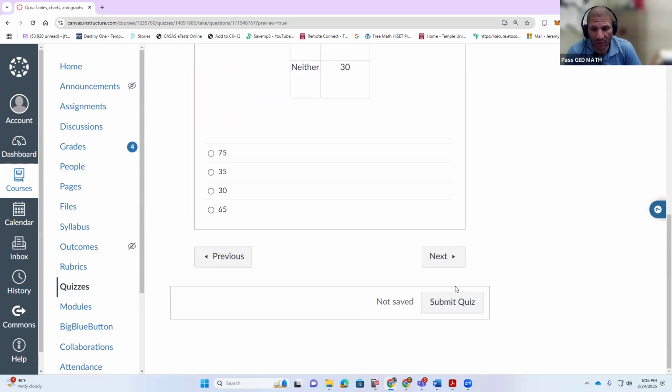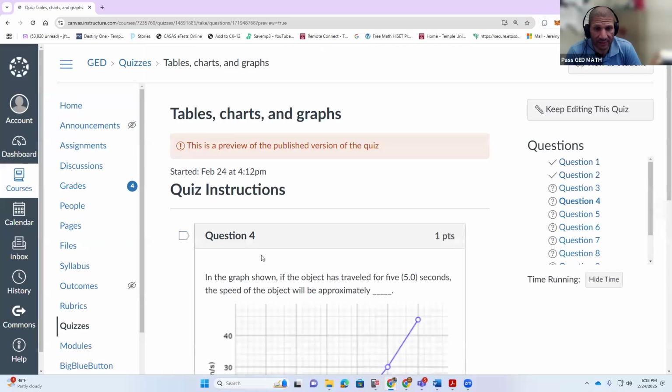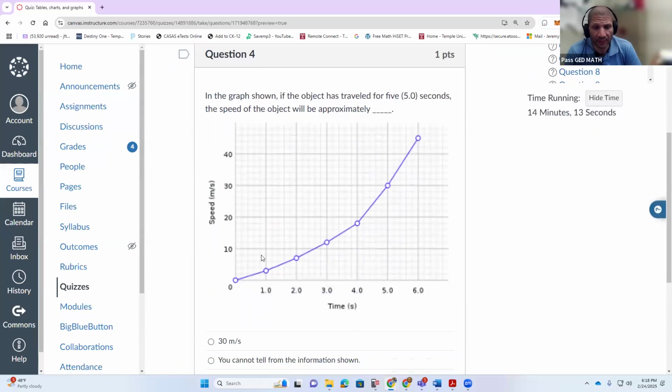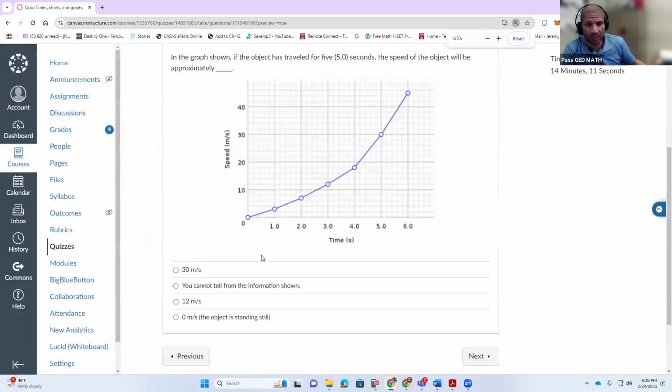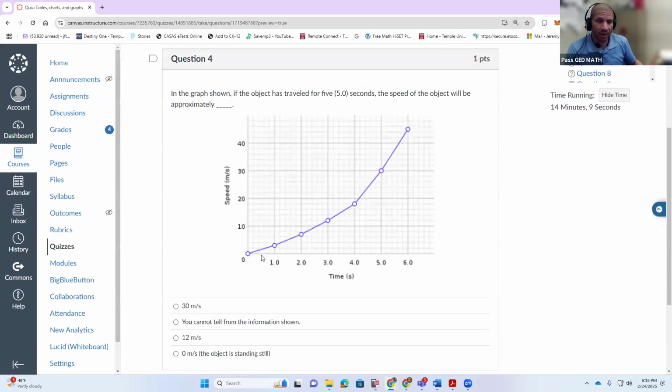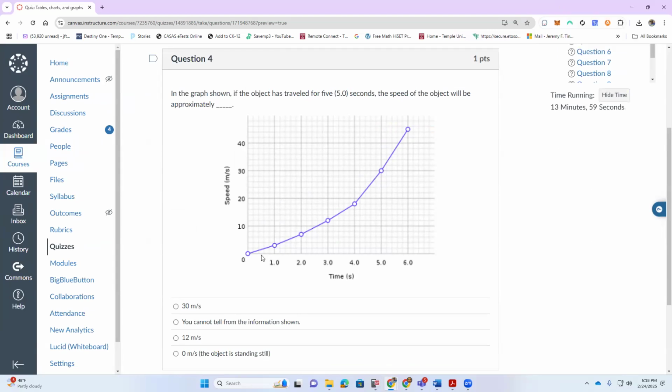All right, let's get away from the dogs and cats. Let's see if we got another type. In the graph shown below, if the object has traveled for 5 seconds, the speed of the object will be approximately what? Is it 30 meters per second, 12 meters per second? You cannot tell from the information shown, or 0 meters per second. The object is standing still.